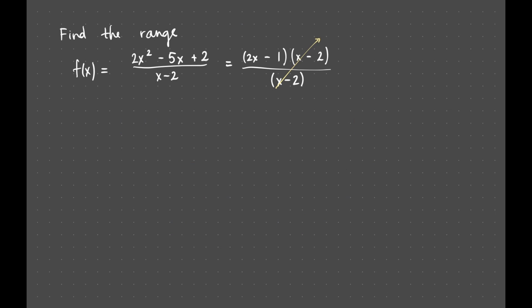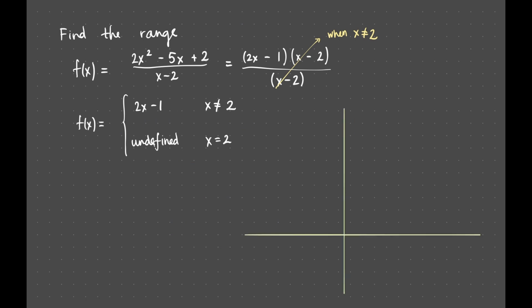Now, we know that we can reduce a fraction by a factor common to the numerator and the denominator, provided that factor is non-zero. What this means for us is that when x minus 2 is not equal to 0, then our function admits the description of being equal to just 2x minus 1. In other words, when x is not equal to 2, the function is equal to 2x minus 1. Notice that when x is equal to 2, the denominator is 0, and so the function is not defined there.